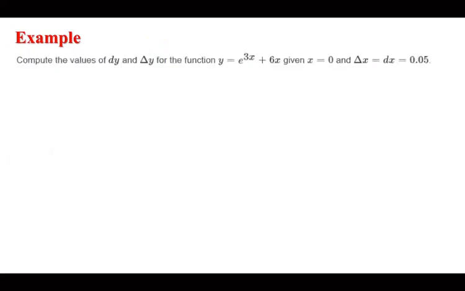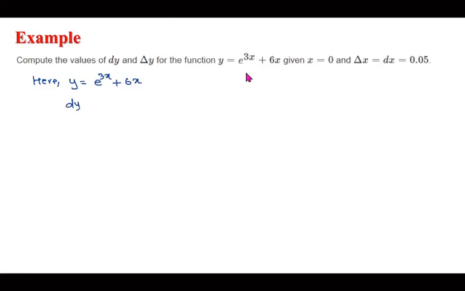Let's go to example 10. So here in example 10, we are asked to compute the values of dy and delta y for this function, given x equal to 0 and delta x or dx is equal to 0.05. So if you look at the function, we have y equal to e to the 3x plus 6x.